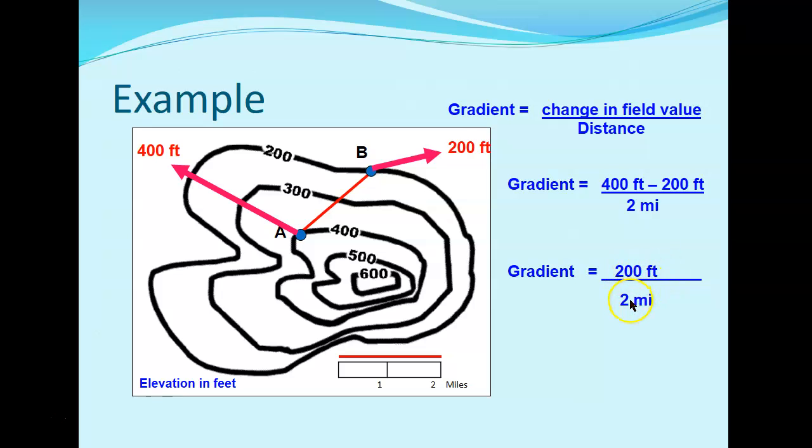200 feet divided by 2 miles. Always need to keep the units. What would my answer be? If I do that math, 200 divided by 2 is 100 feet per mile. That's my gradient. So that means every 1 mile that I walk, I would go up or down, depending on the direction I'm going, 100 feet. That's not that steep.